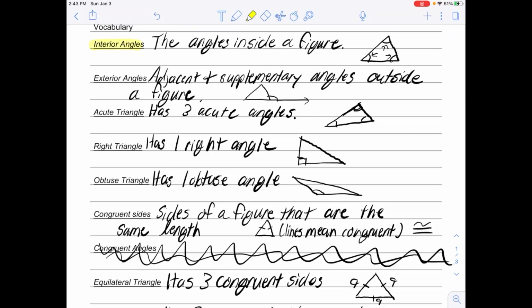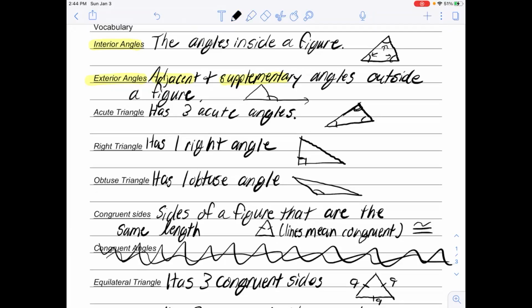Next vocabulary word is exterior angles. Exterior angles are adjacent supplementary angles. That means they're next to, and that's what adjacent means. And supplementary means form 180 degrees. So adjacent supplementary angles outside a figure.